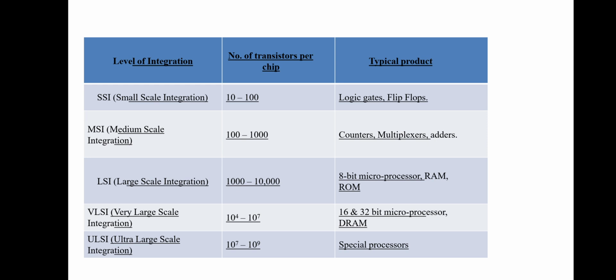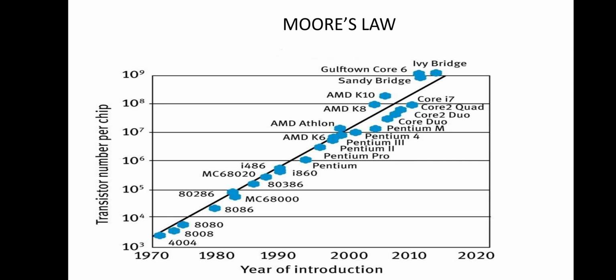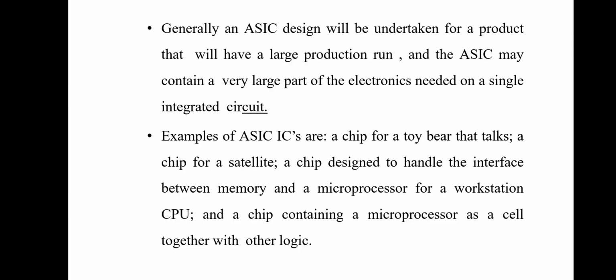Next is ultra large scale integration. It uses 10 raised to 7 to 10 raised to 9 transistors per chip. Examples are special processors. So we are discussing very large scale integration. Based on this, there is a law called Moore's law, that means every 2 years the number of transistors increases. Based on that, it is Moore's law.